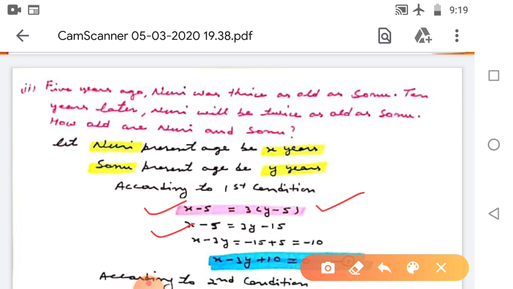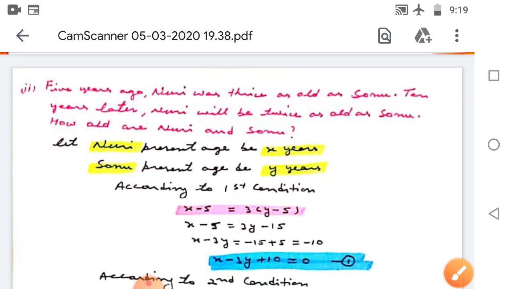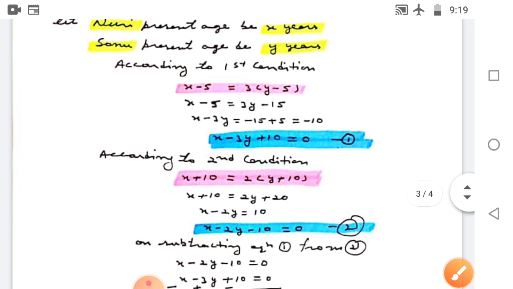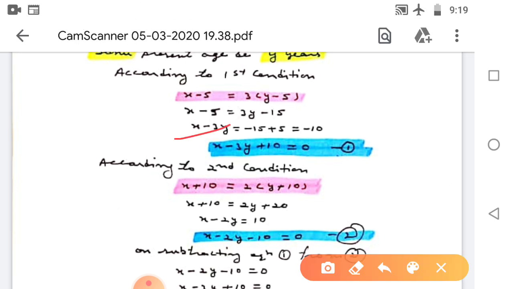So solve. x minus 5 is equal to 3y minus 15. x minus 3y is equal to minus 15 plus 5, which is minus 10. So x minus 3y plus 10 is equal to 0. This is equation number 1. Right? Now look at the second condition.